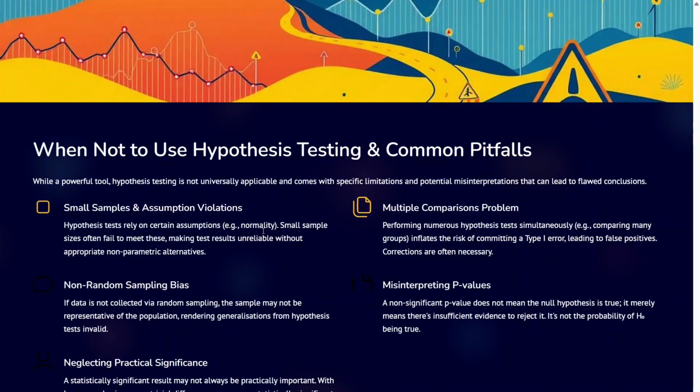Hypothesis testing is powerful, but it's not perfect. With very small samples, tests may not be reliable. If we do too many tests at once, we increase the risk of false positives. Non-random samples can bias results, and one common mistake is misinterpreting p-values. A high p-value doesn't prove the null is true. It just means we don't have enough evidence against it. Also, we must remember, statistical significance doesn't always mean practical importance.